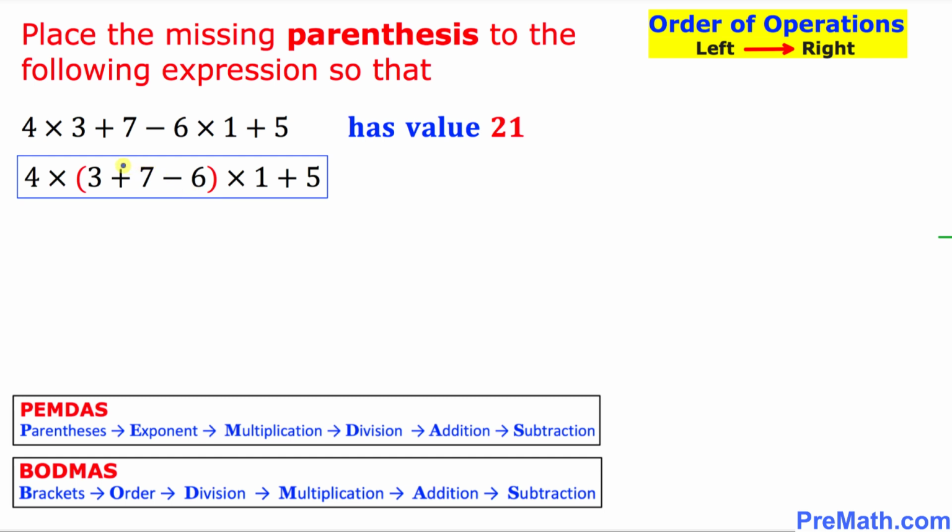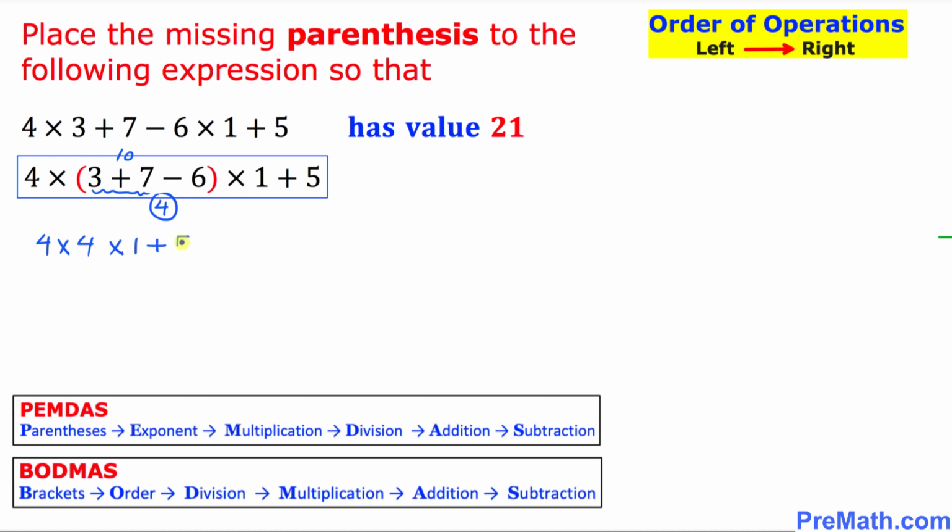Here we're going to be working within these parentheses first. As you can see, 3 plus 7 is going to give us 10, and then we go from left to right, and 10 minus 6 is going to give us 4. So simply, in these parentheses we now have a value of 4, and then times 1 plus 5.